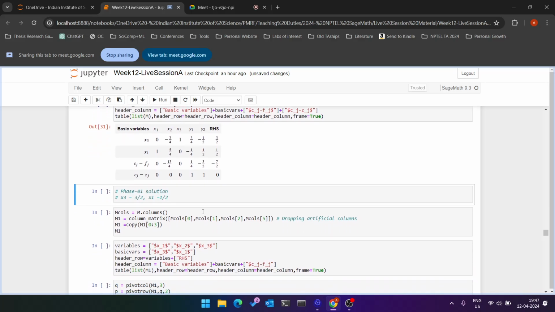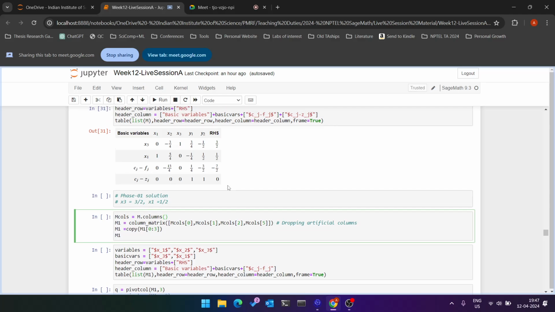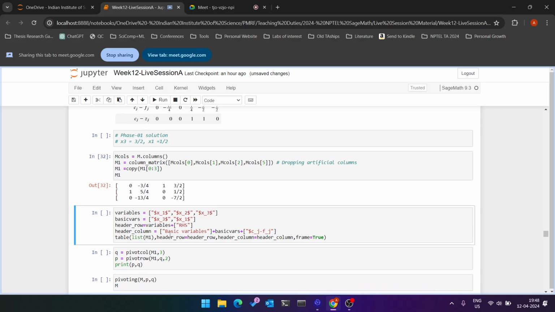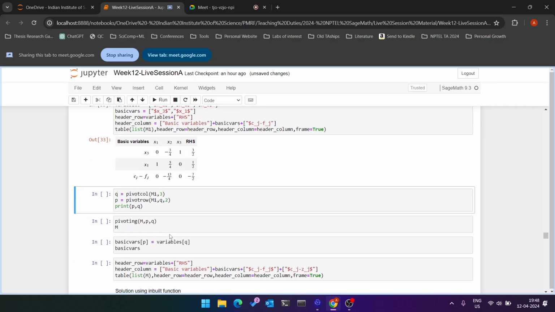Next, phase 2 will require only looking at the correct columns. So we'll be dropping all the artificial columns. Only x1, x2, x3 and the right hand side RHS column will be retained. The first three rows, 0 to 3. That will basically take us to my original problem. So this is how the original problem would look.